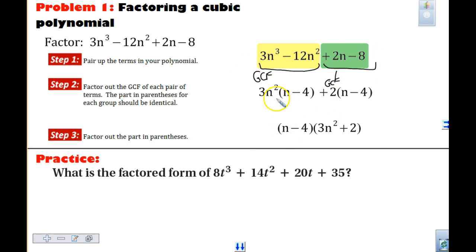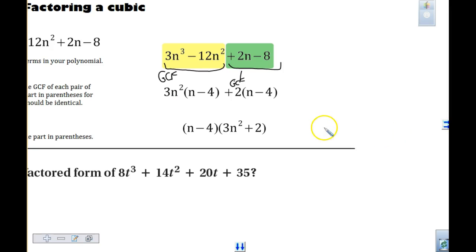And what's different about it, notice, is that you have this n squared. So this is n minus 4 that they both had in common, and this is 3n squared plus 2. Now, sometimes you will get a problem, not in this case, but sometimes you will get a problem that will have something like this. You might get n minus 4, and then another example, you might have something where it comes out with 4n squared minus 9. And you get it factored to that point.